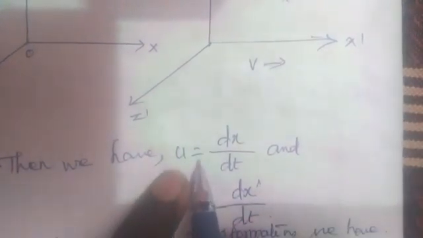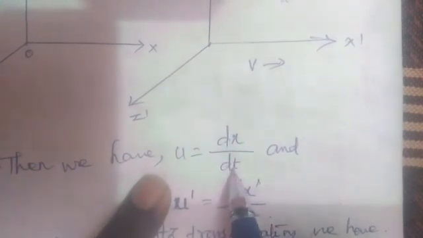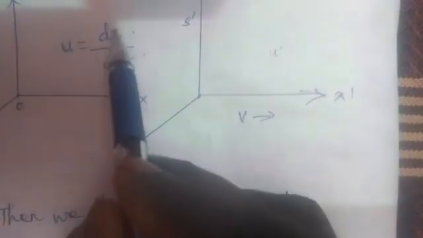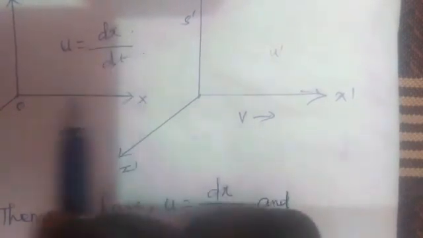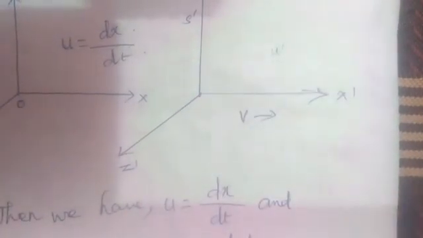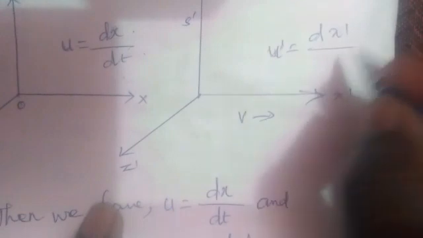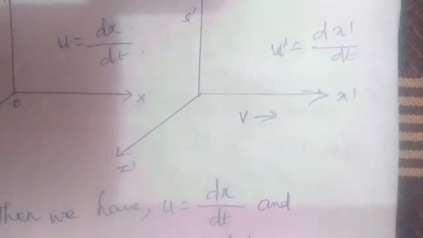Then we have U is equal to dx divided by dt, the x direction with respect to time. Similarly, U dash is equal to dx dash divided by dt dash, right.